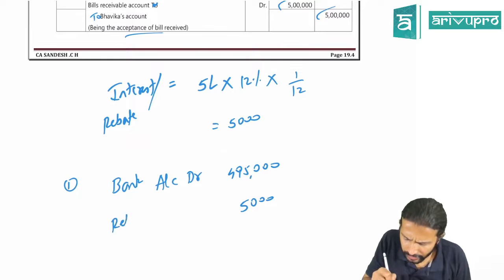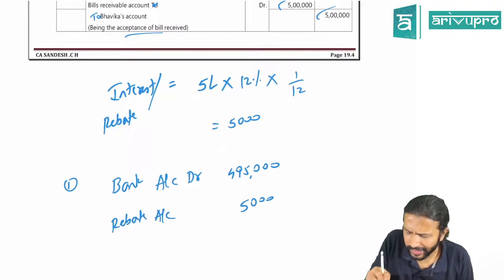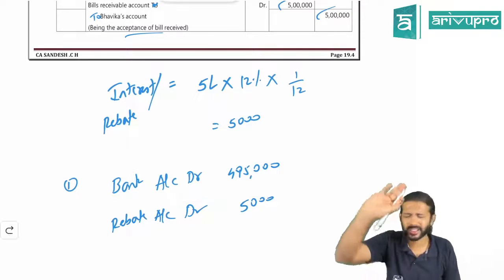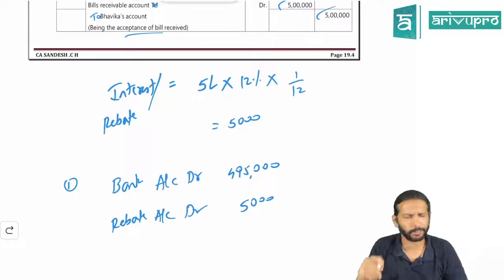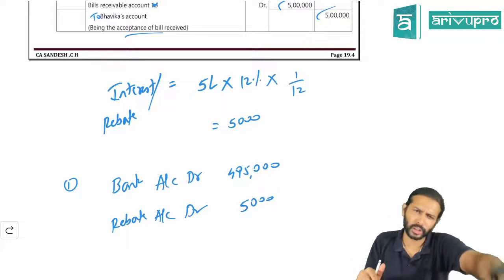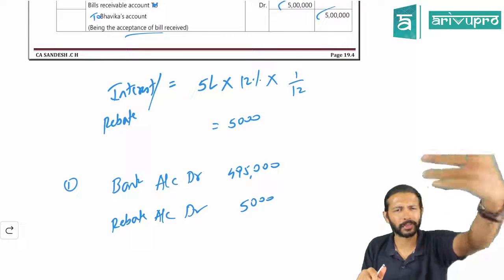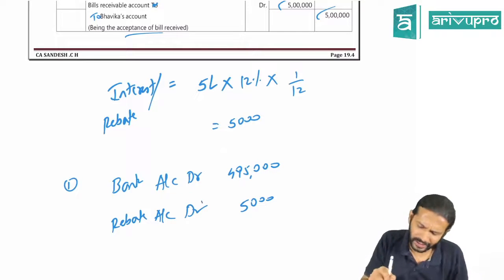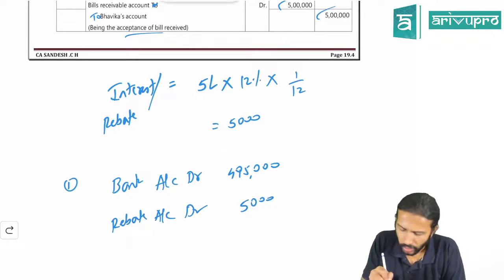So I will write rebate account debit, or discount, or you can write interest. Any of the terms you can use, it doesn't really matter. In some problems in the study material they use rebate, sometimes they will say interest, sometimes they will say discount. You don't have to worry. Any term is okay.